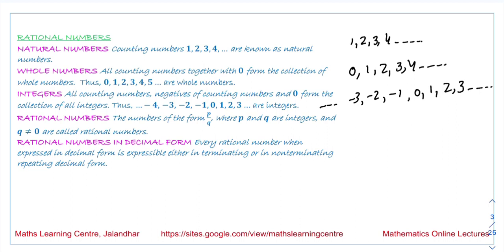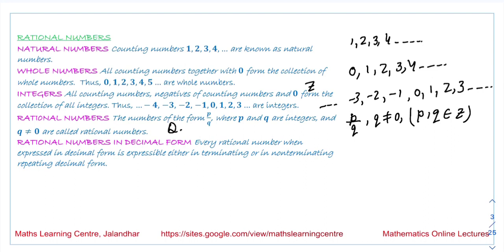So the next we have it is rational numbers. The definition was the numbers in the form of p by q, where q is not equal to 0, and p and q, they both are integers. They are represented with Z. So these are called the rational numbers. These are represented with Q.